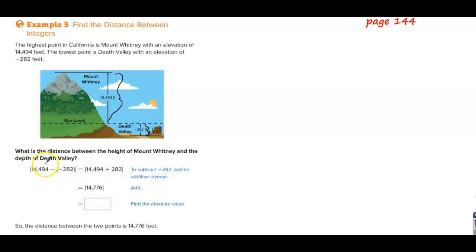All right, so that's what they're using these absolute value symbols for, to show that we're adding them together. Now, how did they set this up? They took the highest point and they said, what is the difference between that one and the lowest point? So difference is always subtract. So they did 14,494 minus negative 282. But you remember, minus a negative turns into adding a positive, or you can keep, change, switch, and you get positive. You add those together, and then the absolute value is 14,776.